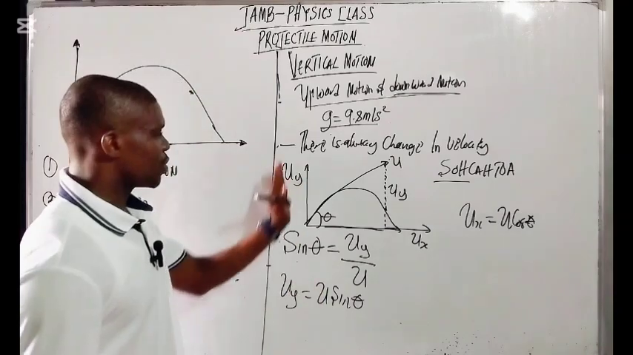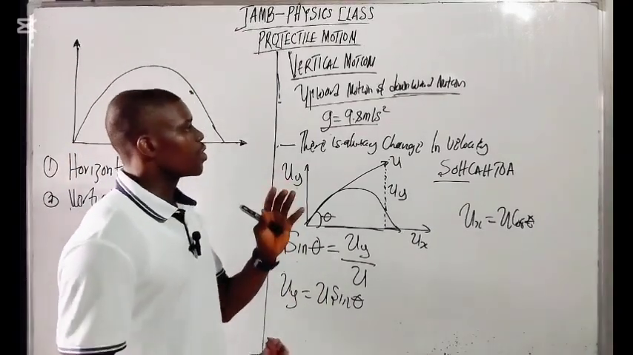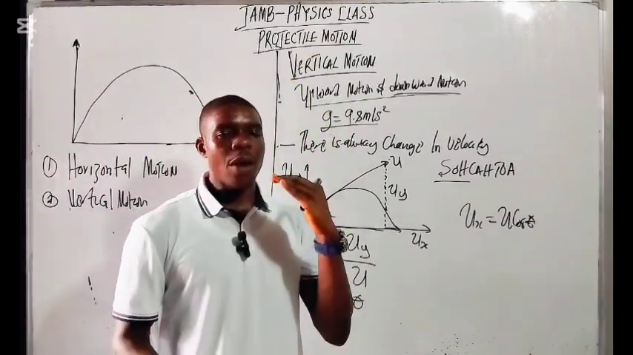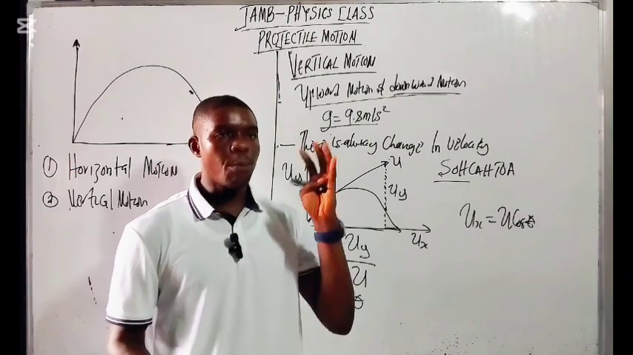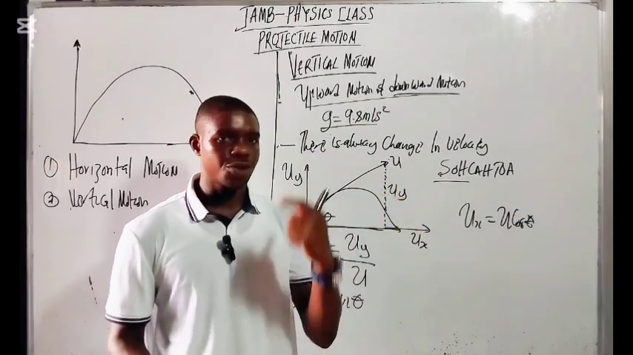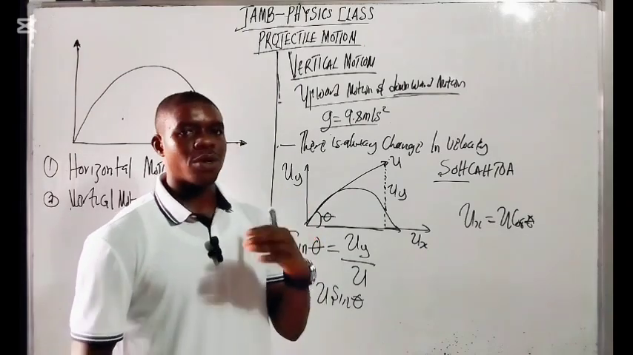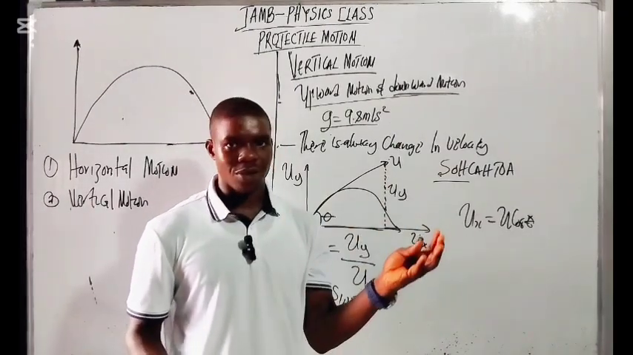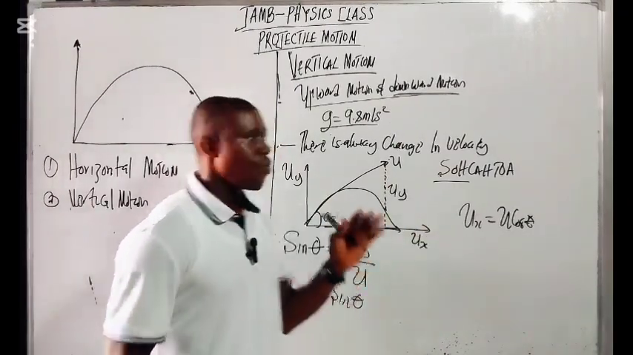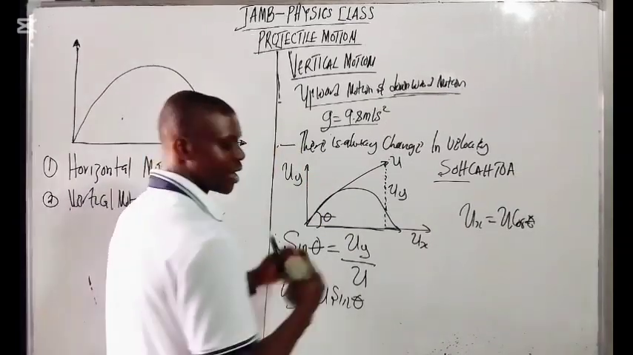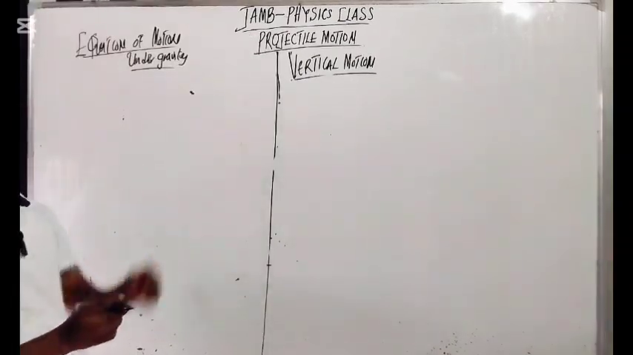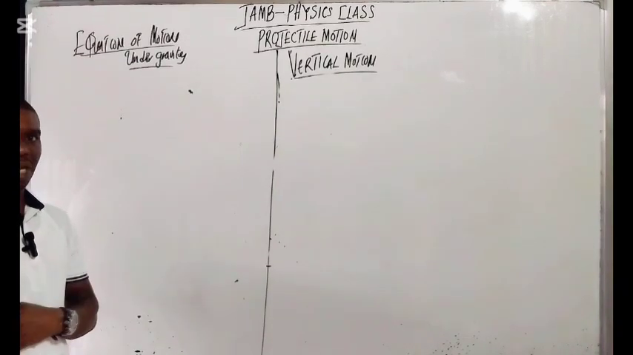Now, because we have upward and downward motion here, we are going to use motion under gravity. Remember we have what is called equation of motion, right? We also have equation of motion under gravity. We have to use the equation of motion under gravity. That's what we are looking at.